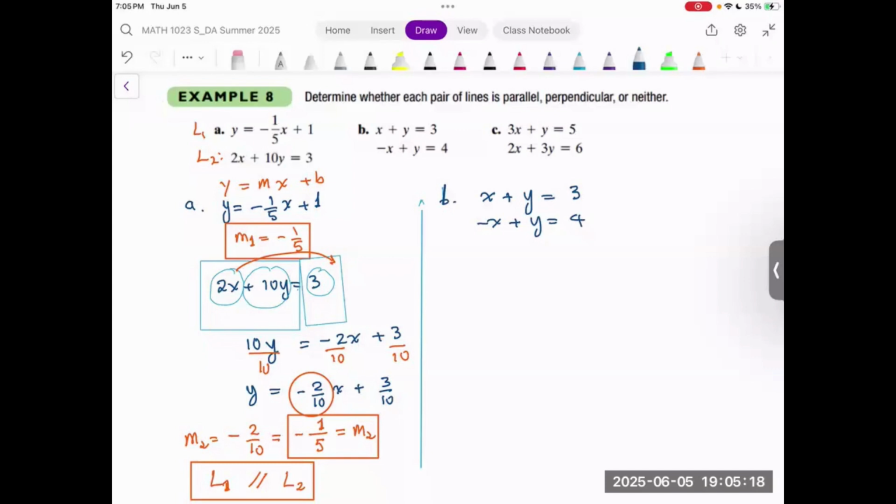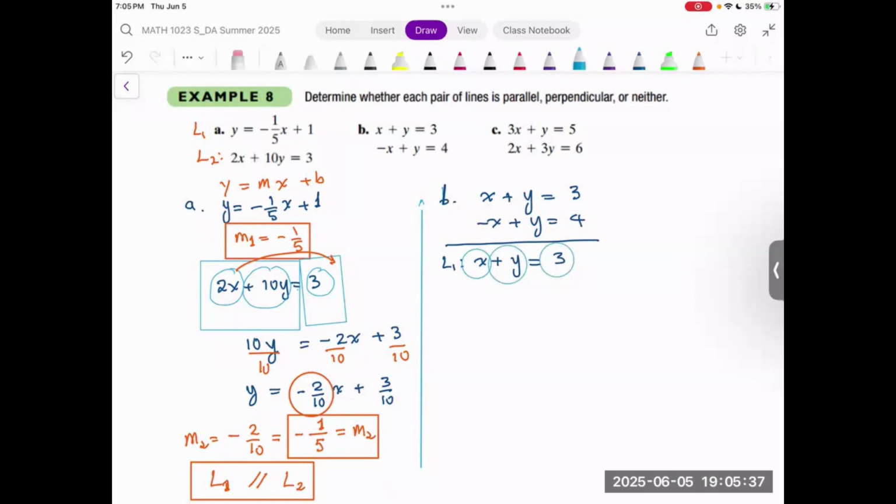Okay, let's do B right now together, guys. For B, I'm going to start with the first equation. The first equation is L1: x plus y equals 3. Again, I'm going to start with my bubbles. This is 1, this is 2, this is 3.